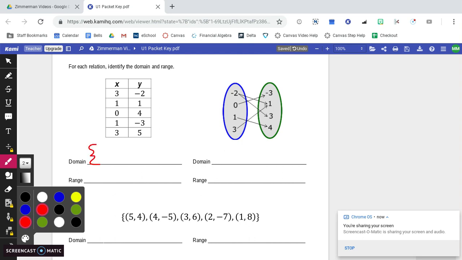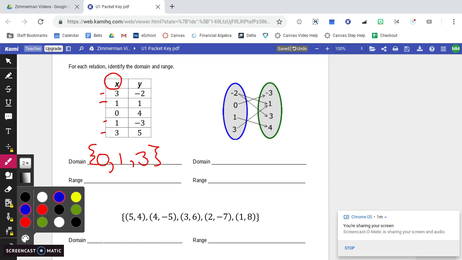So for the domain, we look at the x values. And we want to go least to greatest. So 0 would be the least, followed by 1. And even though 1 repeats, we only need to write it down one time. And same thing with the 3, it repeats, we just need it in our list once. And we just use the brackets to help close the set.